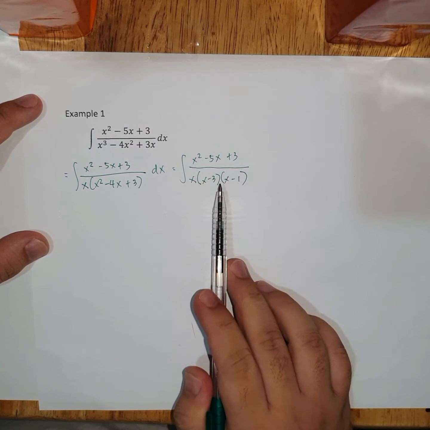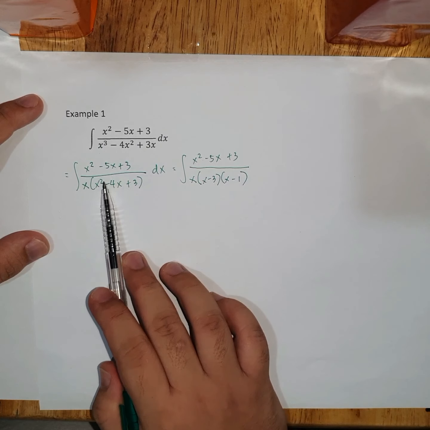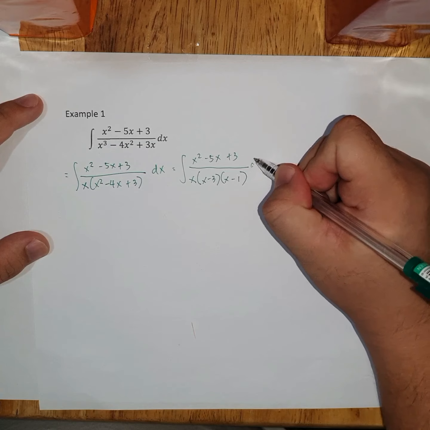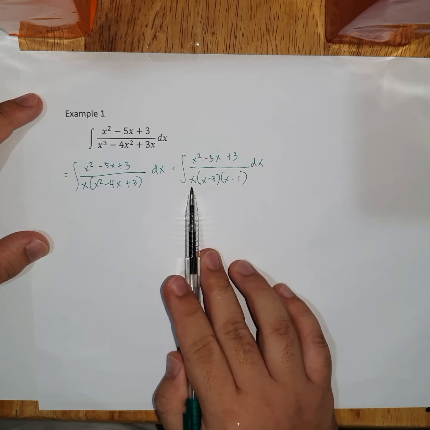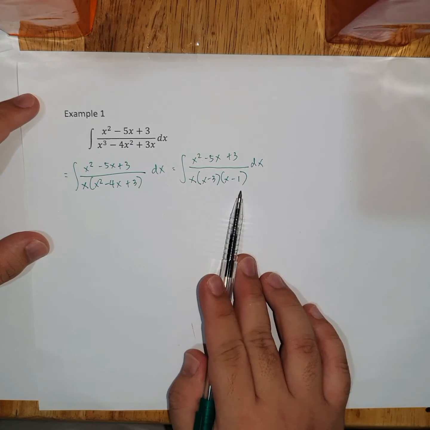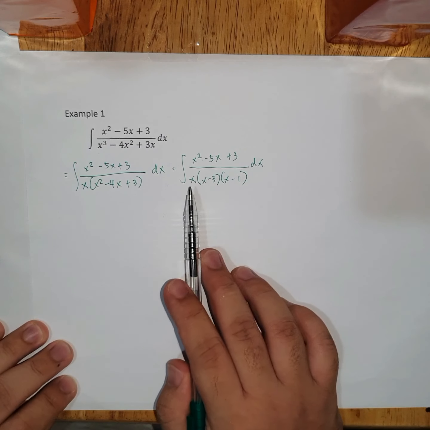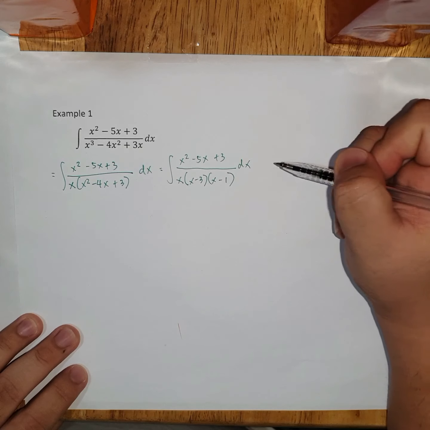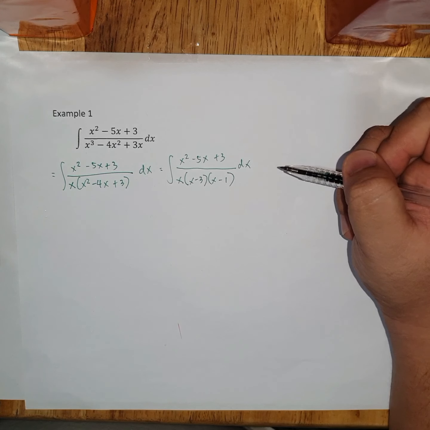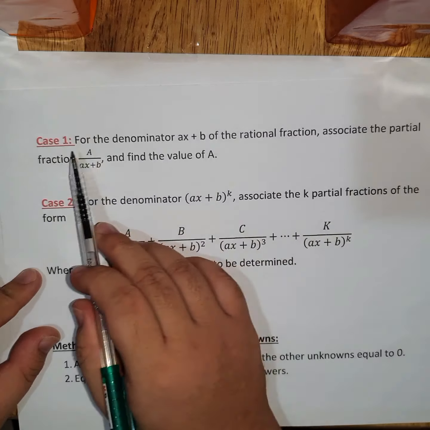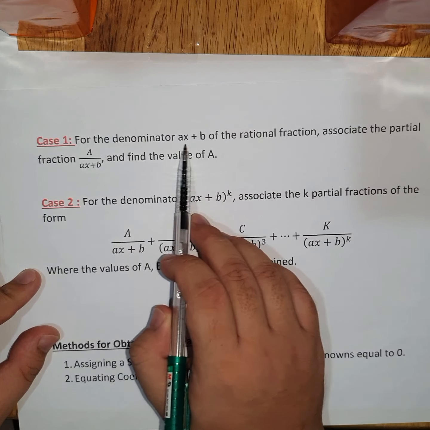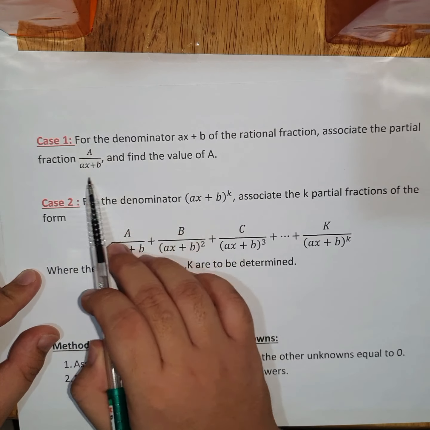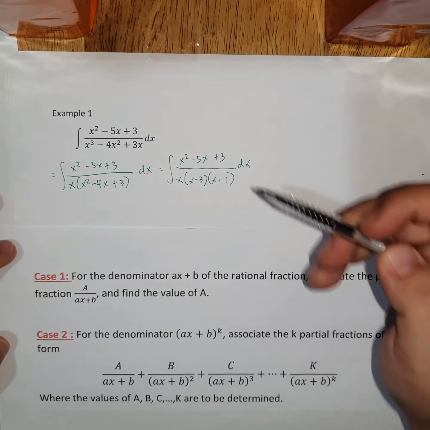Para pag pinerform natin yung full method nito, pupunta tayo dito sa second term natin. Okay? So, balik tayo dito. So, ito na yung linear factor natin. So, we have 3 factors. Meron tayong x, meron tayong x minus 3, meron tayong x minus 1. So, yung gagawin lang natin, meron tayong tatlong term. So, galing dito, for every ax plus b na rational fraction, associate daw natin yung partial fraction na to. Okay?